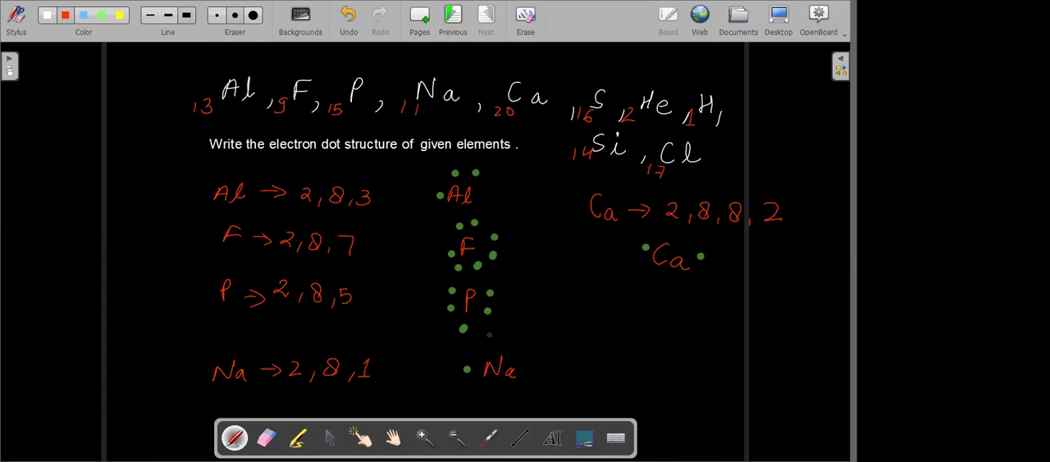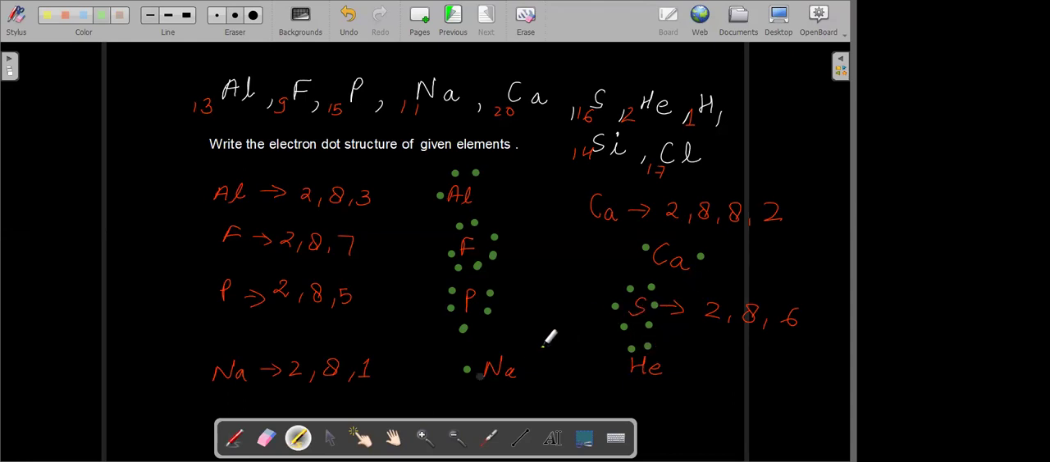Then we have sulfur. Sulfur has 16, so it will be 2, 8, 6. So you will represent 6 electrons around sulfur: 1, 2, 3, 4, and then 5, 6. That makes it. Then after sulfur, you have helium. Helium is 2, so you just make 2 electrons. You can make them on either side or the same side. It will be correct. This is helium.